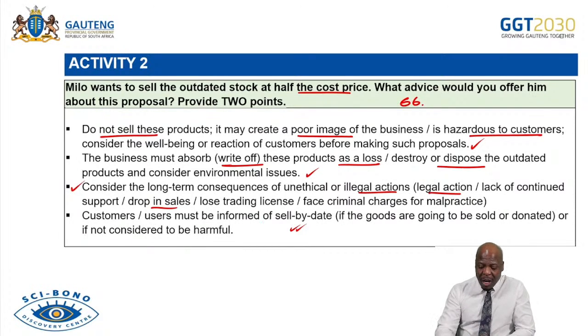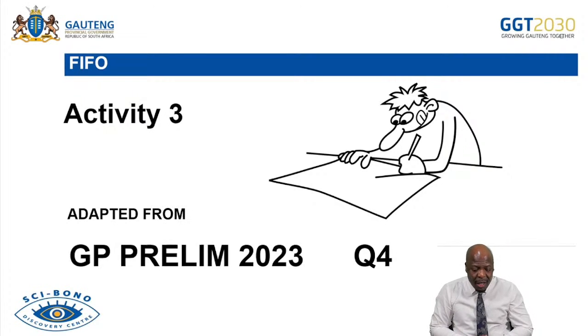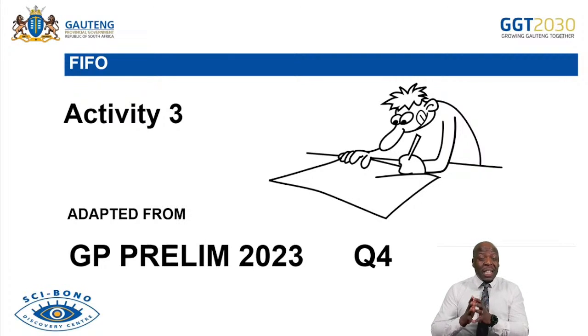All right, we're going to come to our very last activity, which is activity 3 from the Gauteng prelim for the year 2023. But what we're going to do, we're not going to take a 5-minute break. We're going to take only 2 minutes. So we're going to take a 2-minute break. And then when you come back, we're going to continue with the Gauteng prelim paper for the year 2023. And my focus is on question number 4. See you in 2 minutes.